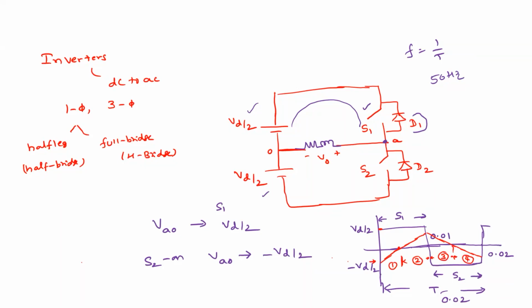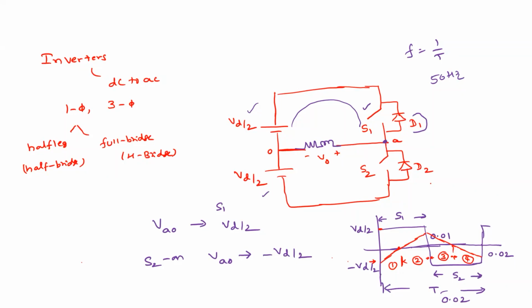In mode 1, the output voltage is positive but the current is negative. So what does it mean? D1 is conducting. The power is feeding from the load to the source. Here the voltage is positive but the current is negative, so the power is negative. Negative power indicates the load is feeding the source, so the power is feeding back to the source.